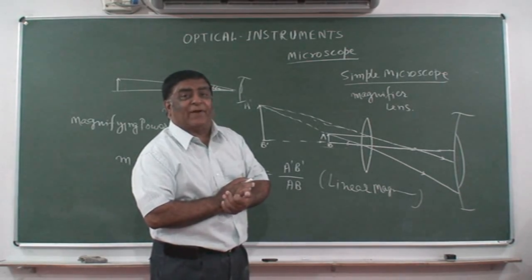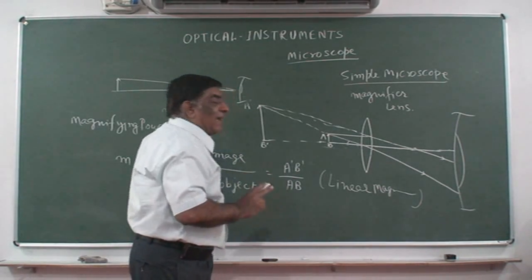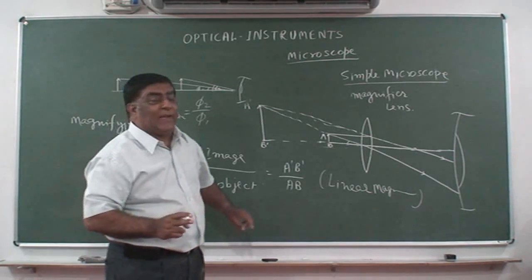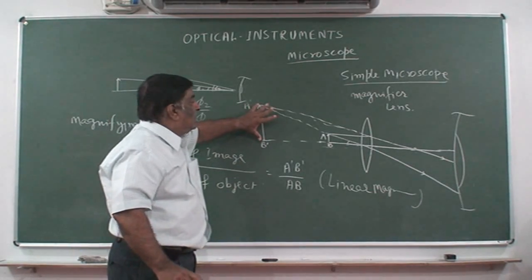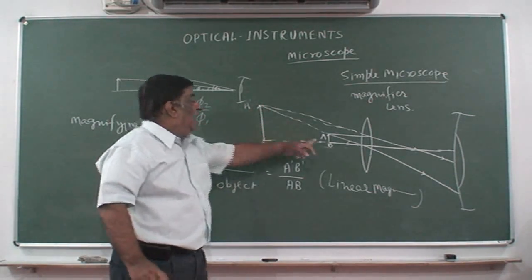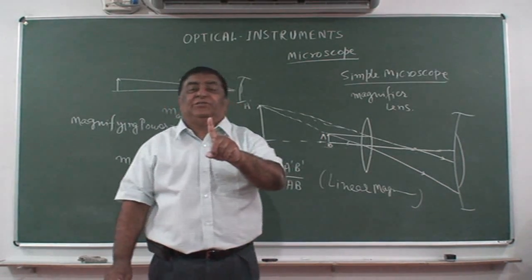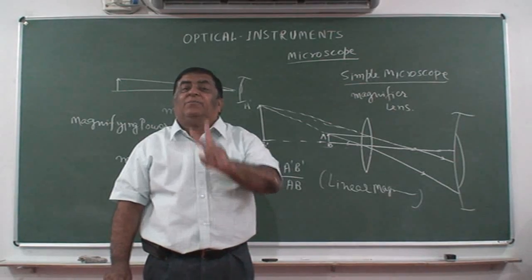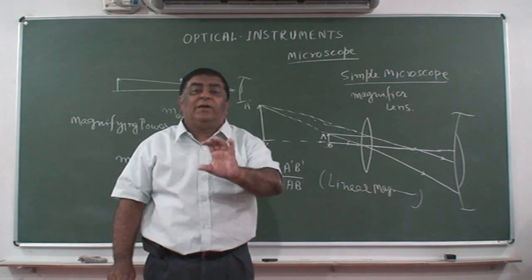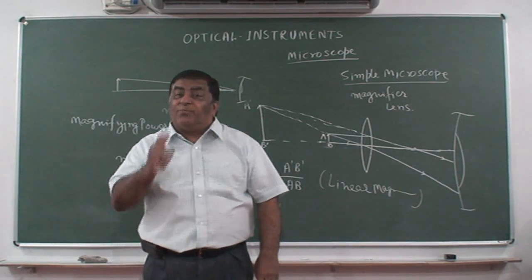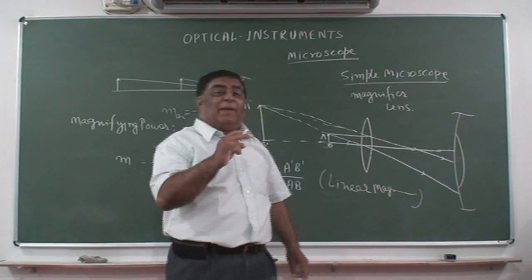How did we clarify the definition? Look, angular magnification is the ratio between the angle made by the image divided by the angle made by the object, provided there is one condition. The condition is both should be drawn at the same place. Both should be drawn at the same place.